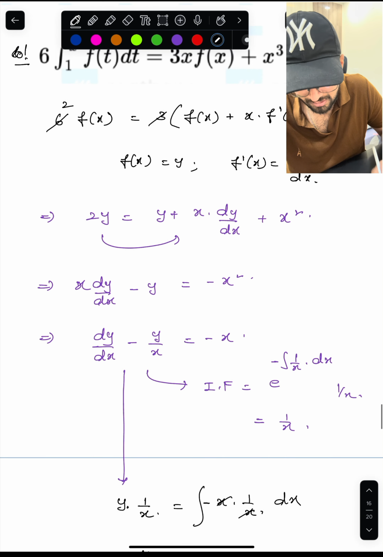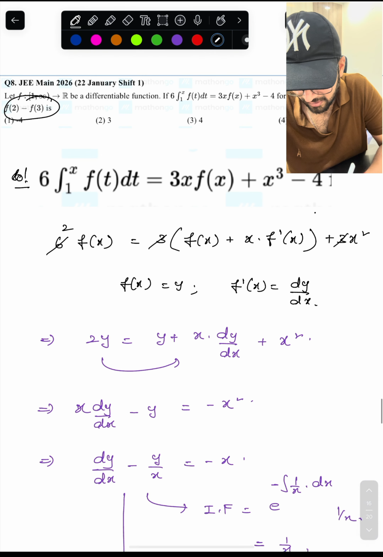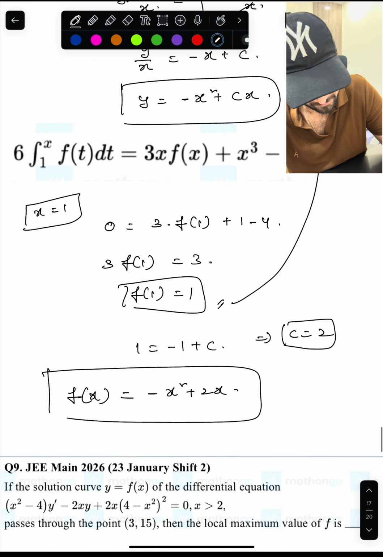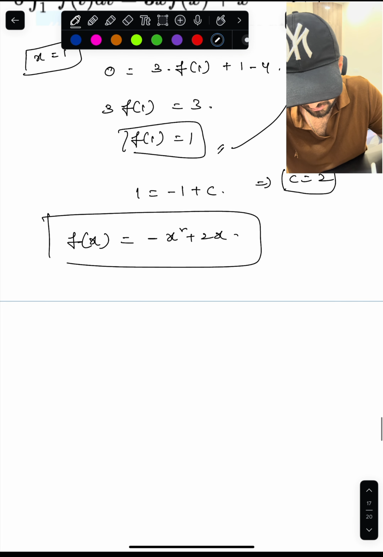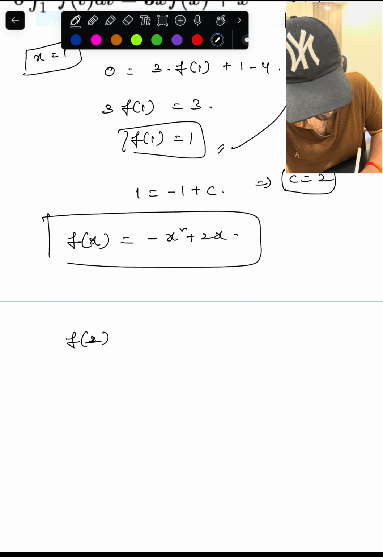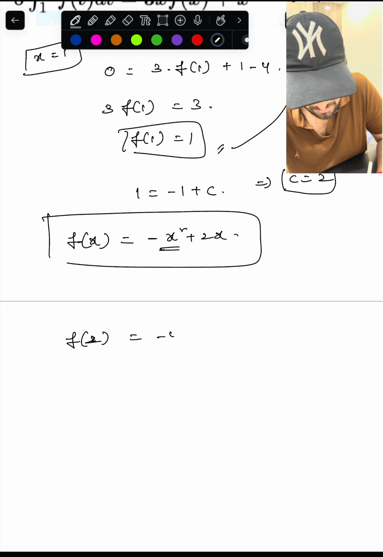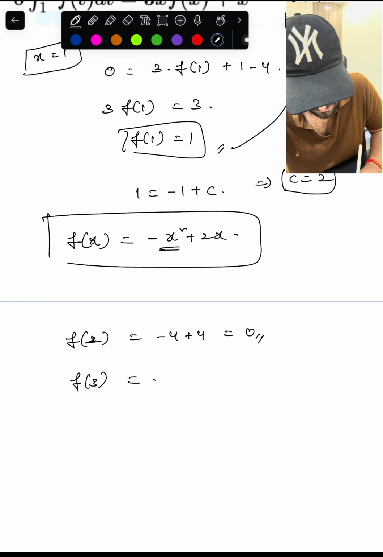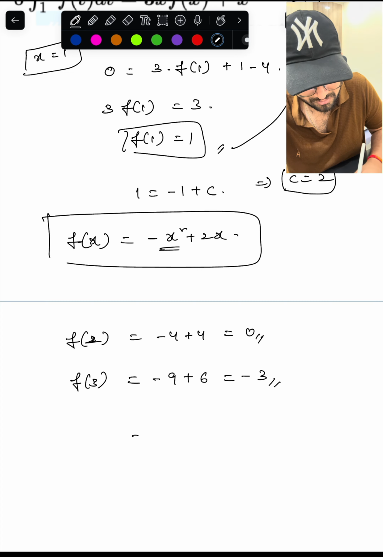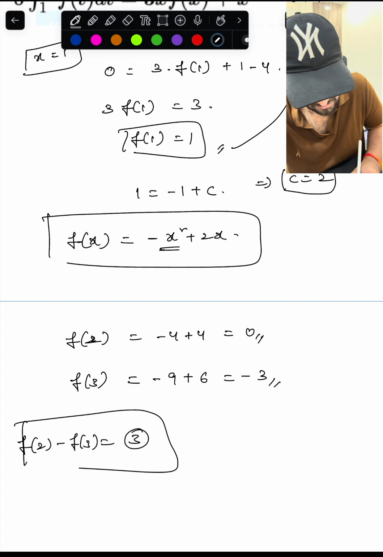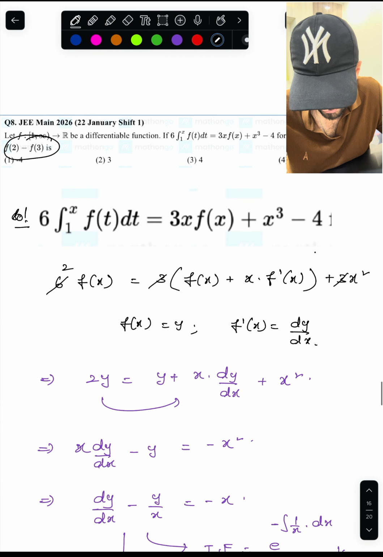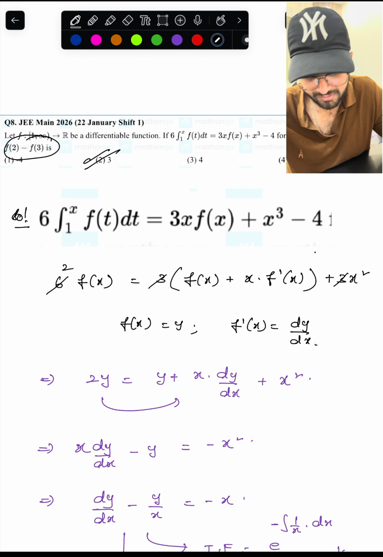Our function we got. Now all we need to calculate is f of 2 minus f of 3, right? So what is f of 2? f of 2 equals minus 4 plus 4, which is 0. f of 3 is minus 9 plus 6, which is minus 3. So if you subtract them both, you are going to get 3. f of 2 minus f of 3 is 3. So that's our answer. So check it out. Yeah, second option itself. Done.